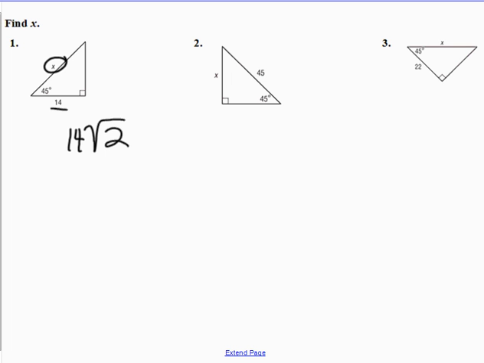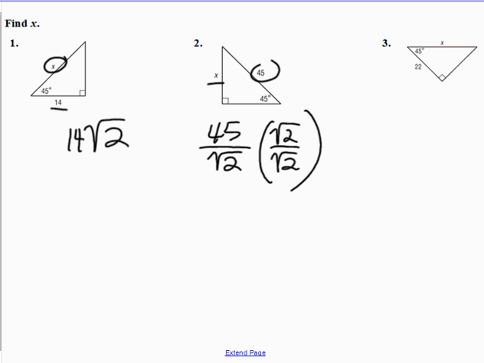All right, so now if we look at the second triangle, we've got x on the leg, and the hypotenuse is 45. So what we have to do then is divide by radical 2. So 45 divided by radical 2. That means we have to do this funny looking 1. So we get 45 radical 2 over 2.